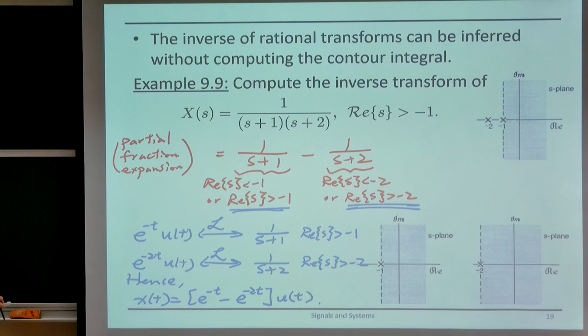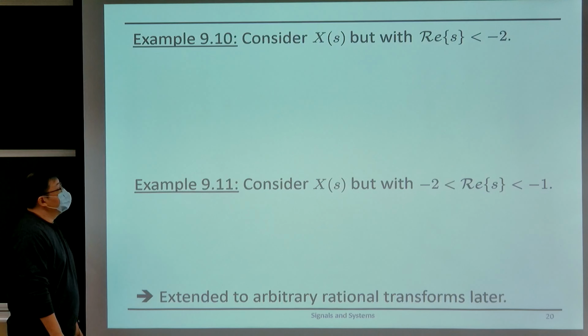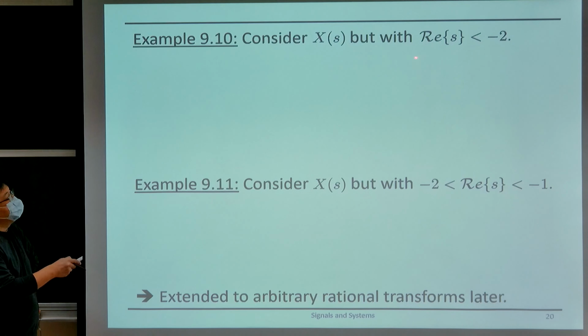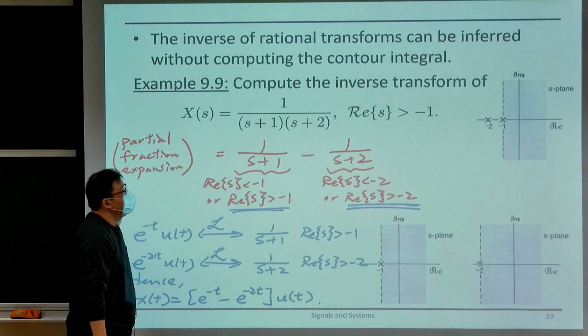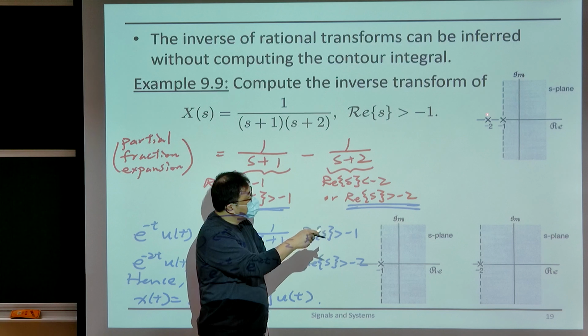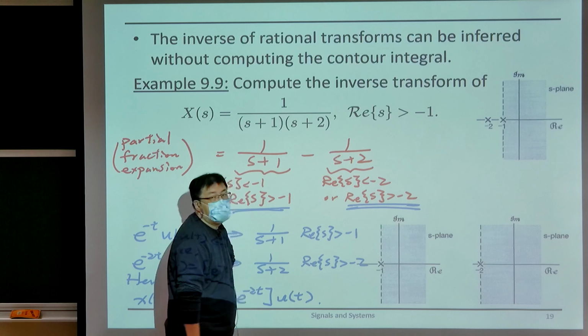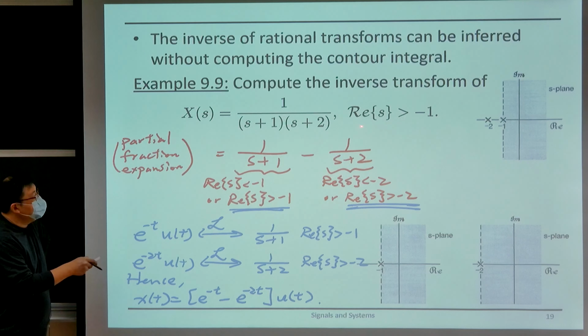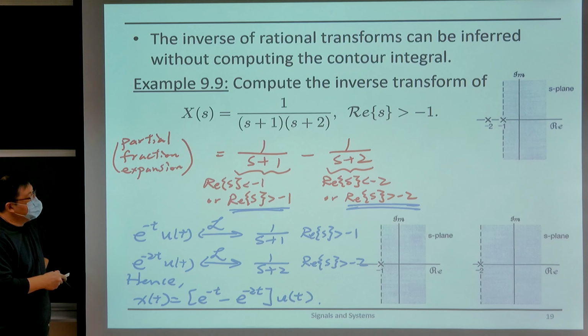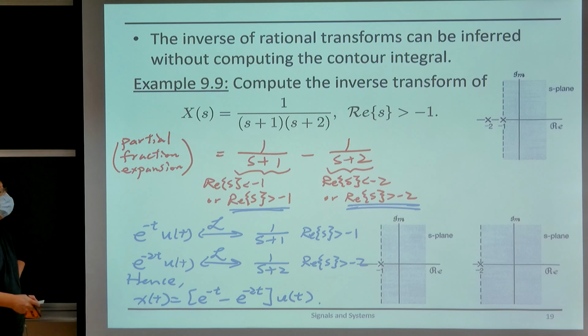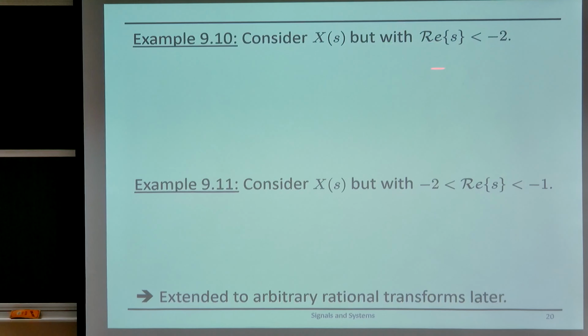So we can look at another example. Suppose that now you're looking at a left half plane, a region of convergence that is to the left of minus 2. If the region of convergence is to the left of minus 2, then for each one of these transforms to exist, their corresponding region of convergence must be this part and this part.